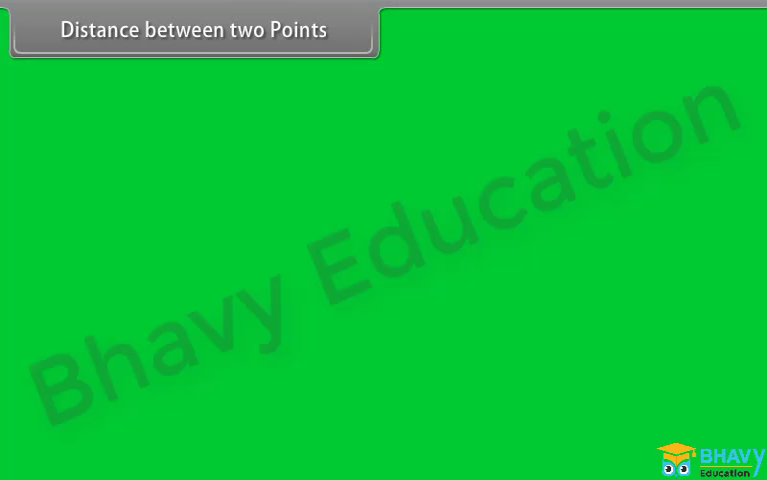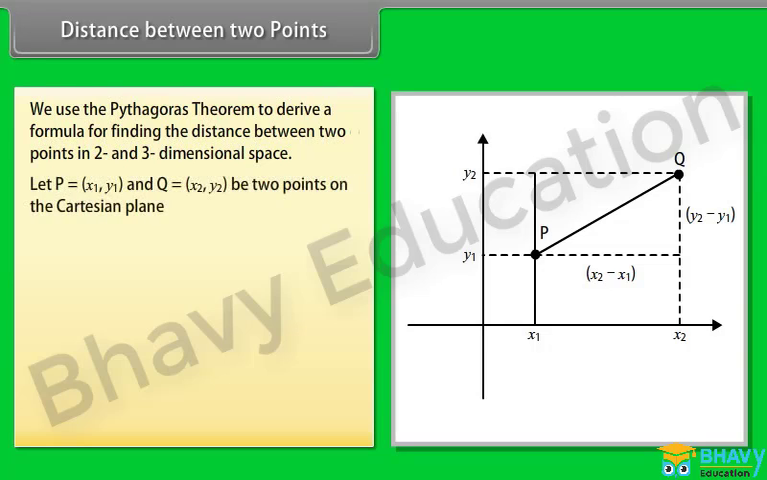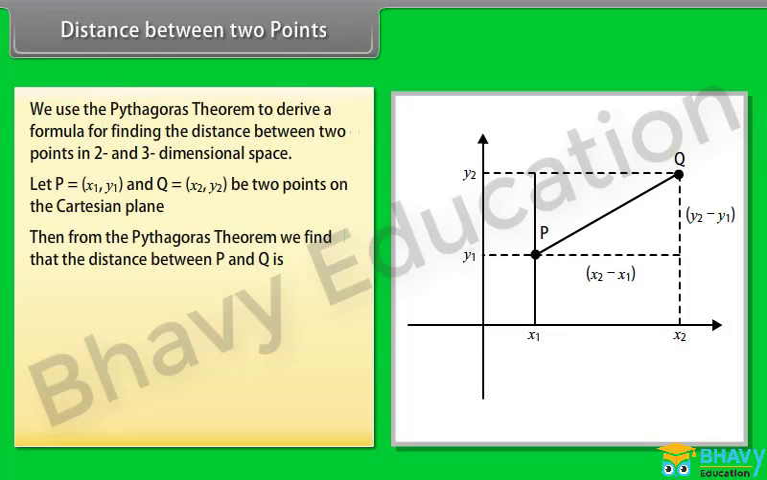Distance between two points. We use the Pythagoras theorem to derive a formula for finding the distance between two points in 2 and 3-dimensional space. Let P = (x1, y1) and Q = (x2, y2) be 2 points on the Cartesian plane as shown in the figure. Then from the Pythagoras theorem, we find that the distance PQ is equal to the square root of (x2 - x1)² + (y2 - y1)².